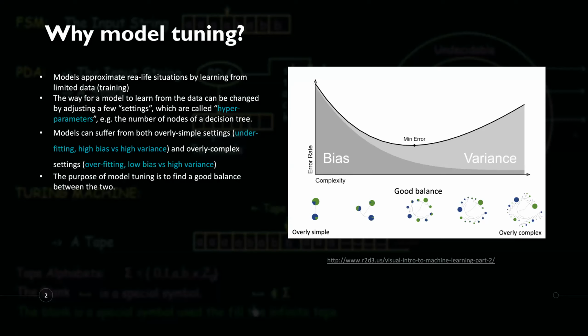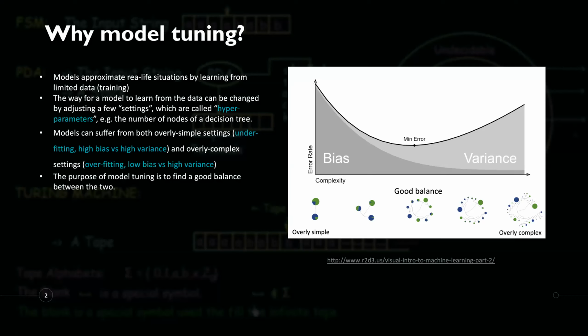So that's the very fundamental concept for machine learning. I'm pretty sure most of you have been familiar with that. So, going back to our topic, the purpose of model tuning is to find a good balance between those two. We don't want the model to be overly simple, or overly complex as well. Either way, they are not good.